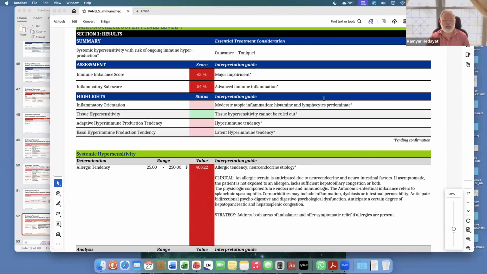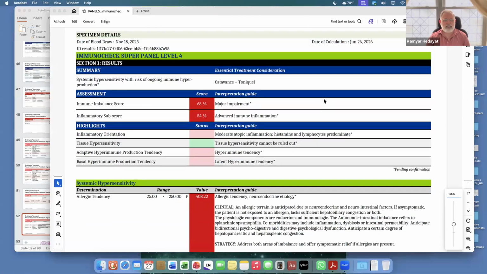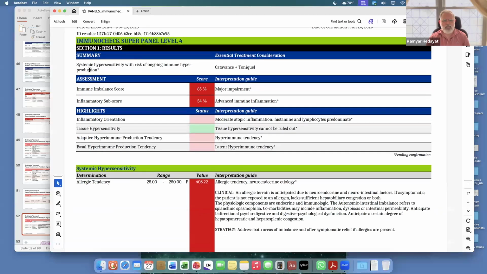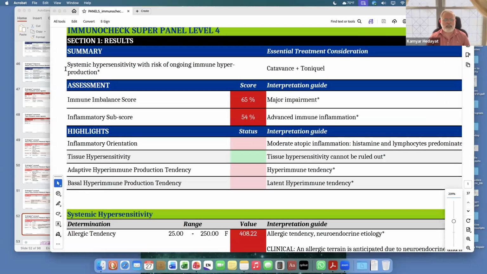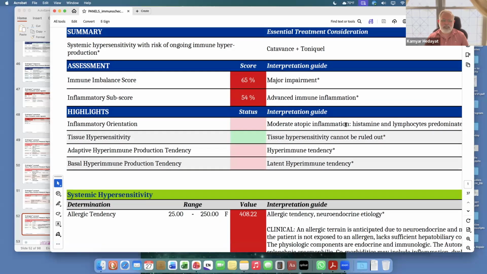So this is ImmunoCheck. And as you see here, there's a summary. In this case, we haven't even looked at the details, but right away it says that there's systemic hypersensitivity with risk of ongoing immune hyperproduction. And it's recommending Catavance and Toniquel. And it's saying the immune imbalance score is 65%, which is major impairment, and the inflammatory subscore is 54%, which is advanced immune inflammation.